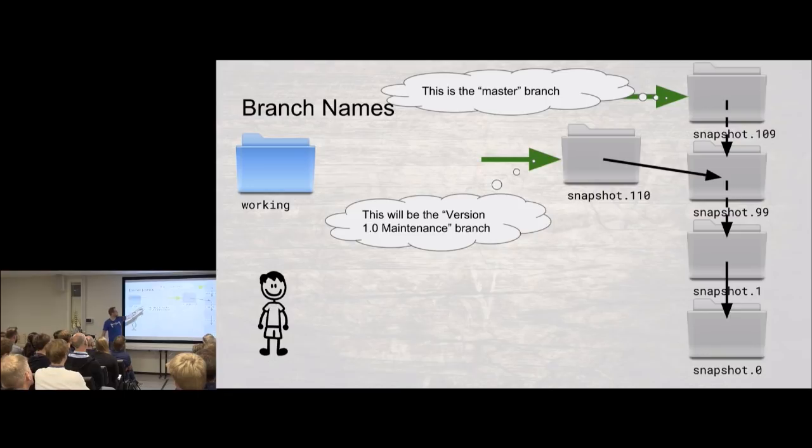So when you create a branch like this, you typically associate some meaning to it. In this case, when you look at this latest snapshot, you think, okay, this is my master branch. This is where my main development happens. This is where I add new features. And this is your version 1 maintenance branch.